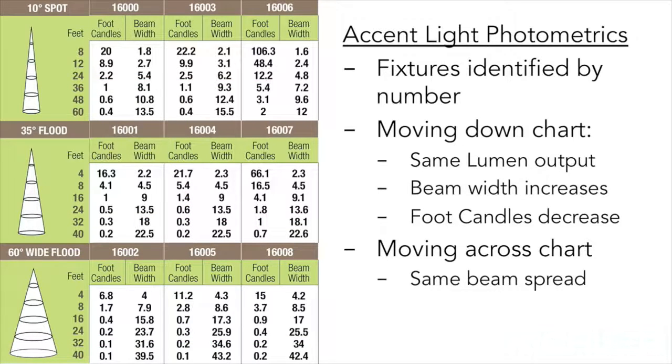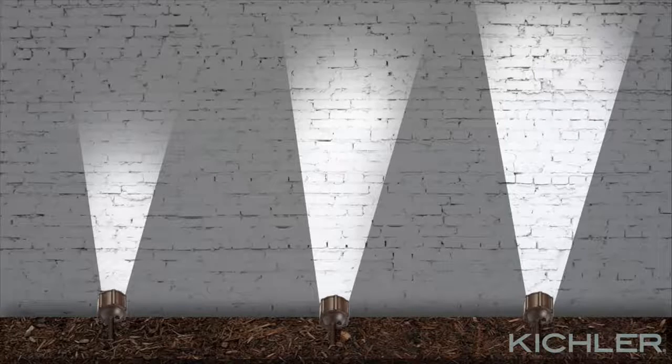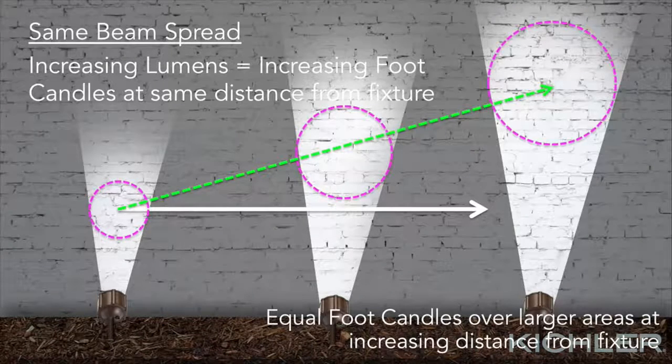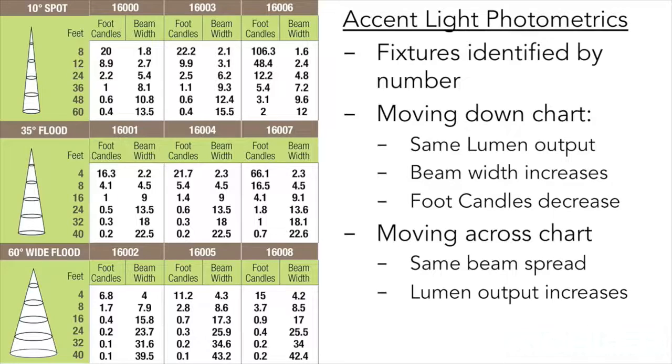Moving across the chart, the beam spread remains constant, but the lumen output increases. This has 2 major consequences. Increasing lumens over the same beam spread means an increasing number of foot candles at equal distances from the fixtures. Increasing lumen output can also result in equal foot candles over a large area at increasing distances from the fixture. Again, the photometric chart bears this out.